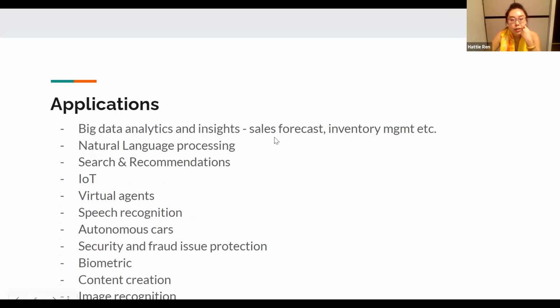Now, in terms of the technical terms, there are some key applications over here when it comes to the tech side of things. We see big data and analytics and insights, right? That is typically used for sales forecast, inventory management, and many other business insights and decision making. Yeah. There's also NLP, natural language processing. It's quite a fundamental subject for a lot of things.